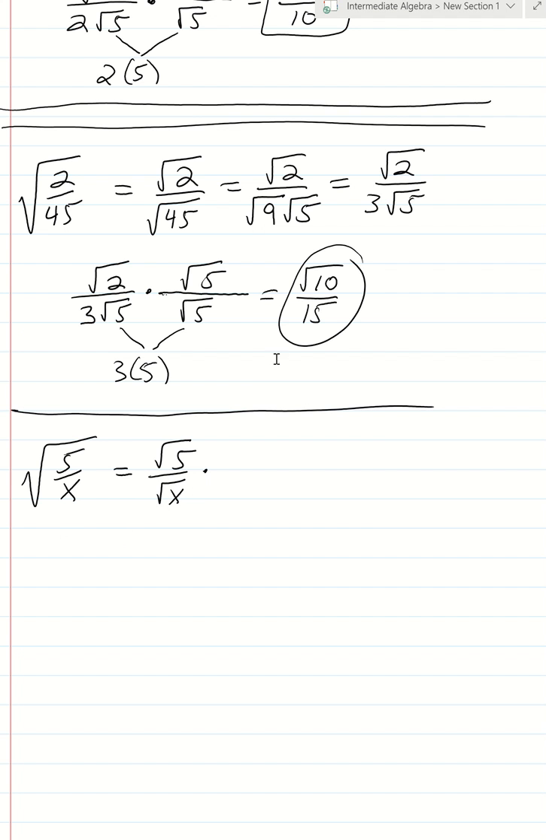So just like over here, when we multiplied by the square root of 5 over the square root of 5, over here, I'm going to have to multiply by the square root of x divided by the square root of x. And so now if we multiply the numerator, the square root of 5 times the square root of x is the square root of 5x. And the square root of x times the square root of x is simply x. That, once again, eliminated the radical in our denominator.